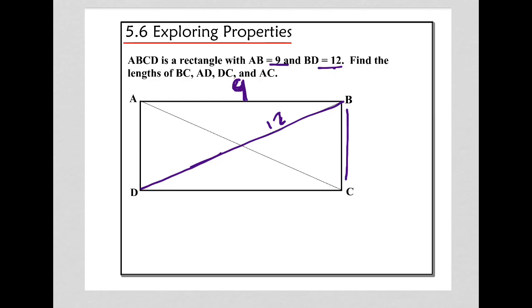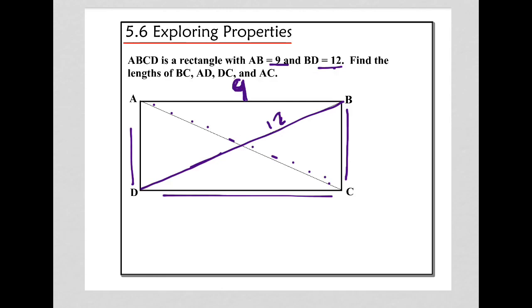Okay, I want to find AD. I want to find DC. And I want my other diagonal, AC. Okay, so we need to pull up our properties of rectangles so we can start marking our drawings.